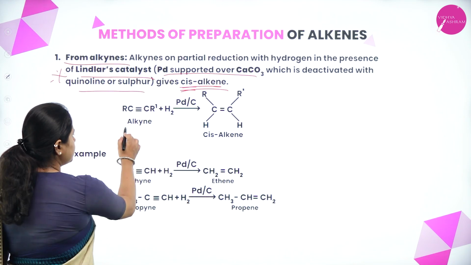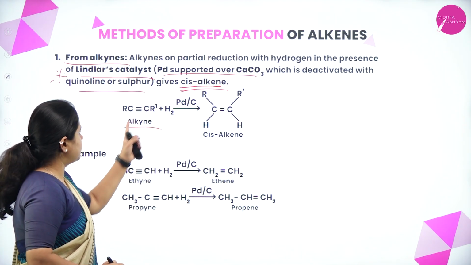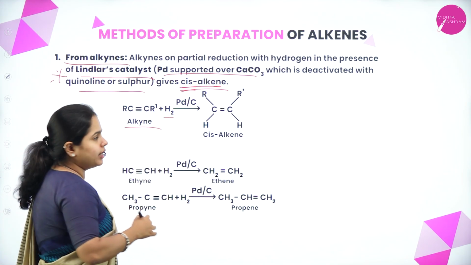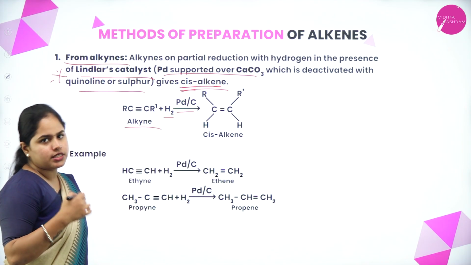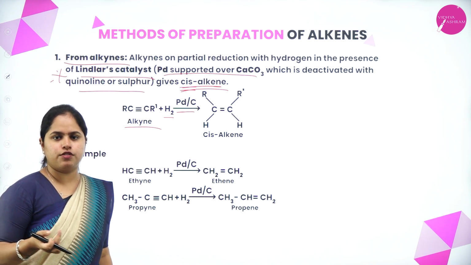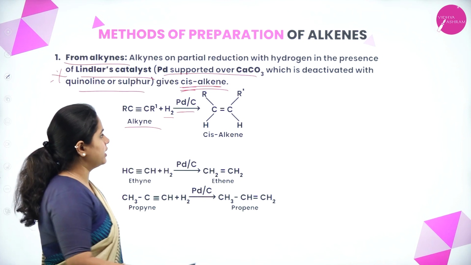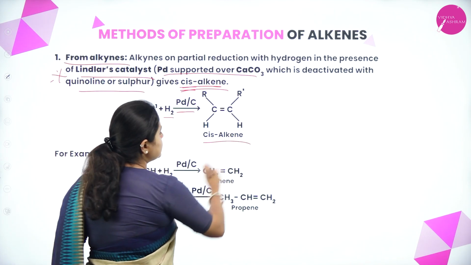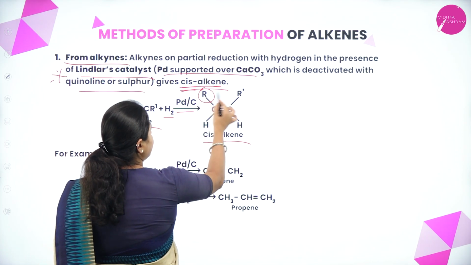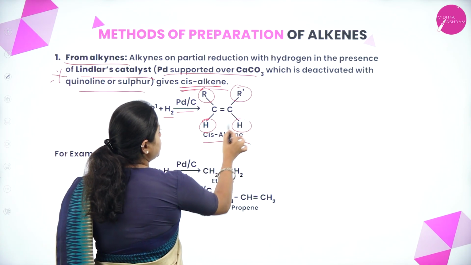So let's see here. Alkyne. There is a triple bonded system, alkyne, right? And to it hydrogen is added in the presence of palladium supported over calcium carbonate, which is deactivated by quinoline or sulfur. That means it's Lindlar's catalyst. What are you going to get here? A cis alkene. So why is it called a cis alkene here? As you can see, the alkyl groups and the two hydrogens are on the same side.